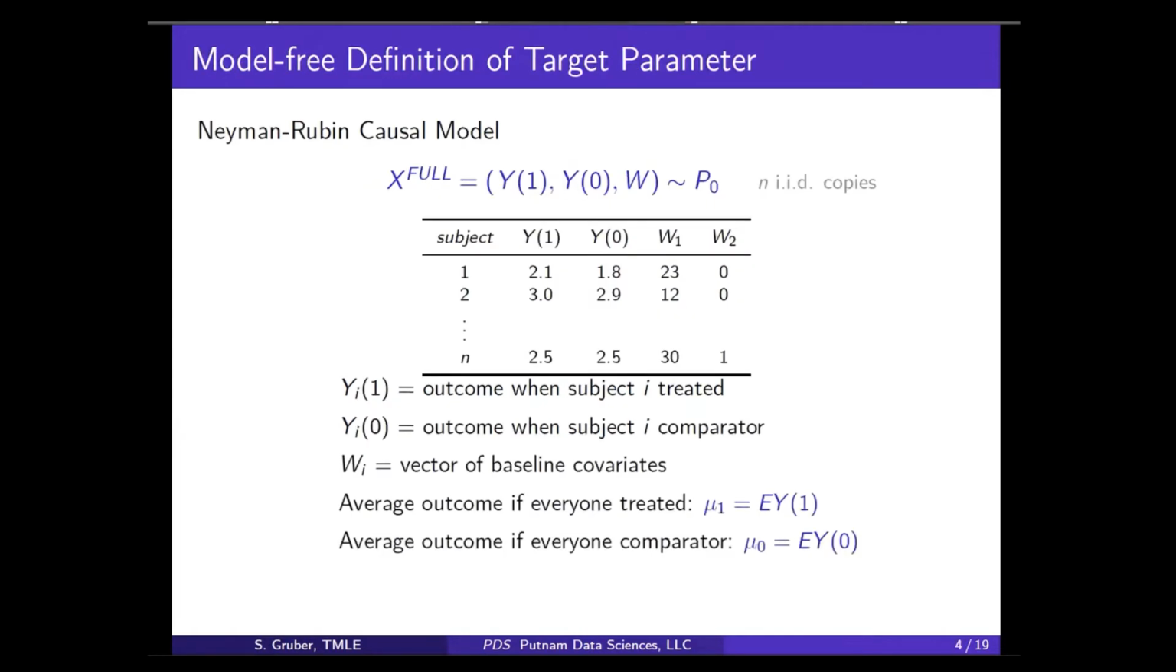Okay, so let's start. The first thing I said was we're not going to just say that the thing we're interested in is a coefficient in a parametric regression model. So how are we going to define our target parameter? We're going to have a model-free definition of the target parameter. This is called the Rubin causal model, or sometimes the Neyman-Rubin causal model, and it's about counterfactuals.